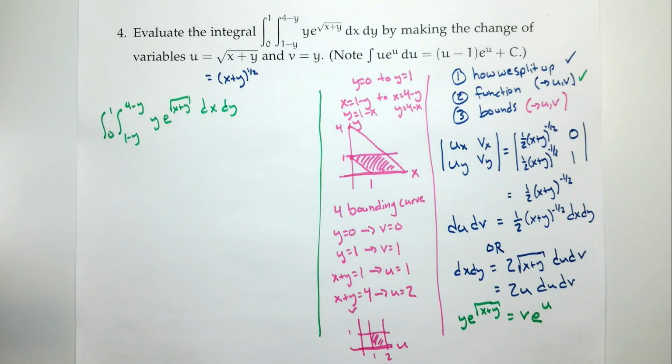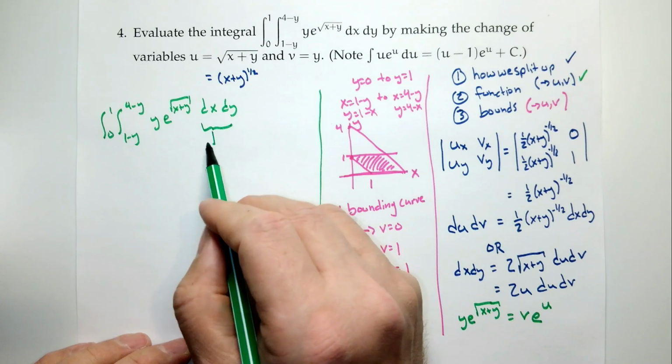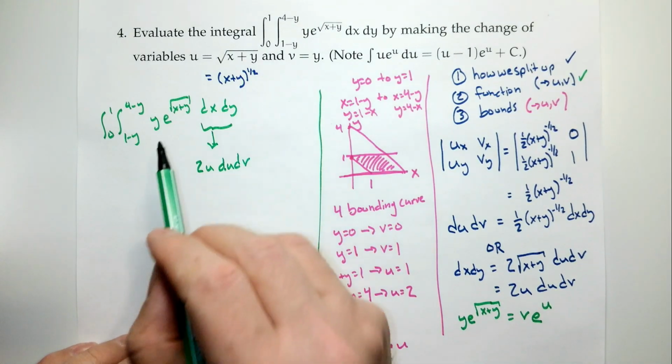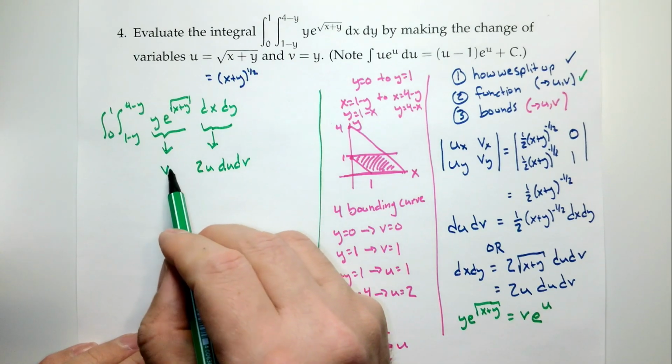Now, before we get too far along, we do have to make a decision, which is this dx dy. I can write it as 2u du dv or as 2u dv du. I do actually get the freedom to make a choice: how should I integrate? Well, let's start with just du dv. If we get stuck, we'll go back and try it the other way. So the dx dy becomes 2u du dv. The y e to the root x plus y, well, that becomes v e to the u.